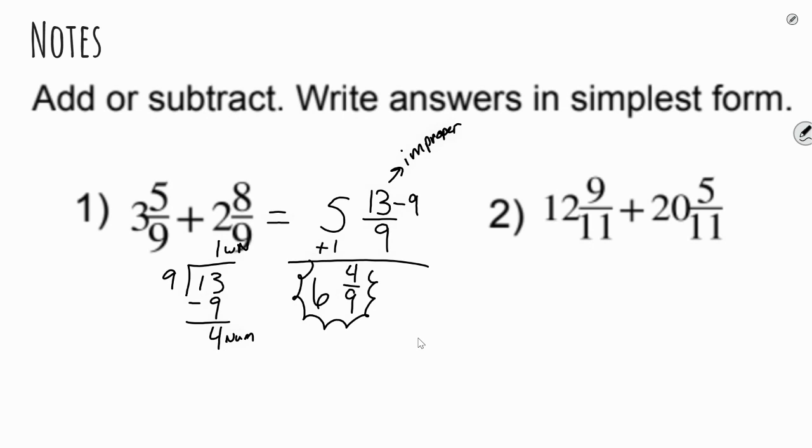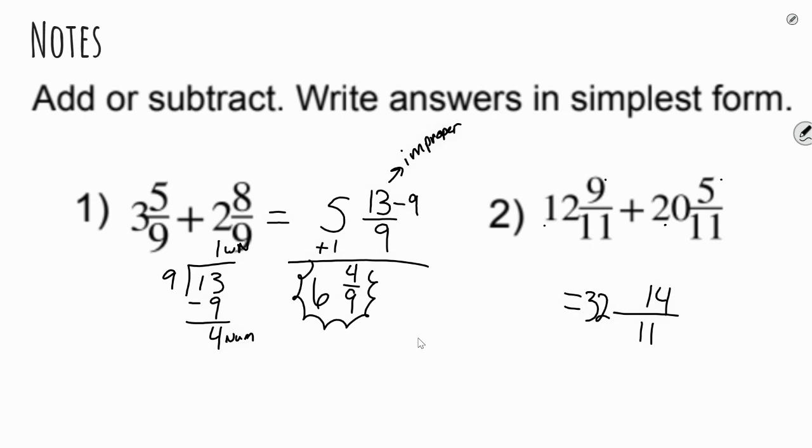Okay, let's look at number 2. I have 12 and 9/11 plus 20 and 5/11. They both have a common denominator, so we got an easy start. They're both positive, so we are going to add. I know my answer will be positive, and I know I'm going to have 11 at the bottom. Now let's take our numerators, 9 plus 5, to get 14. Take your whole numbers of 12 and 20 to get 32.